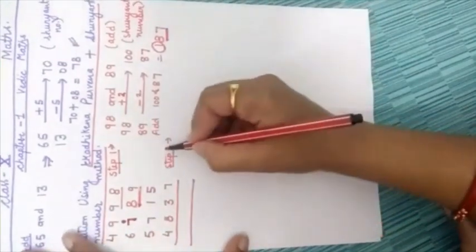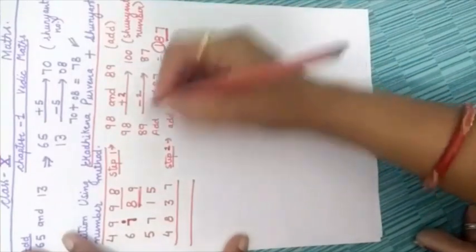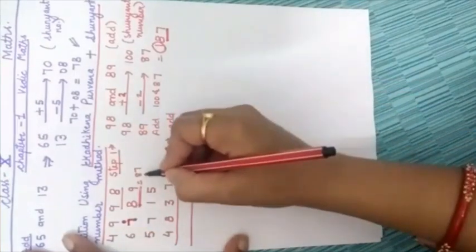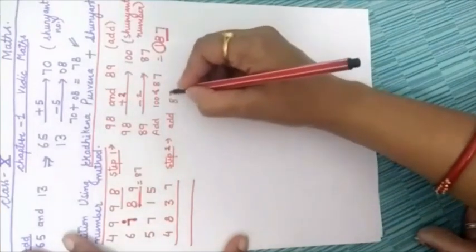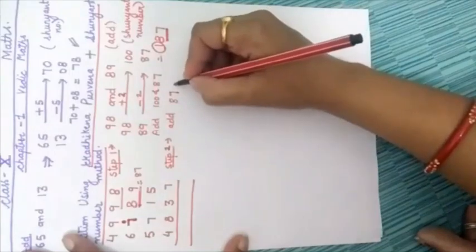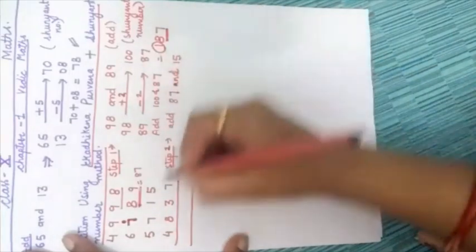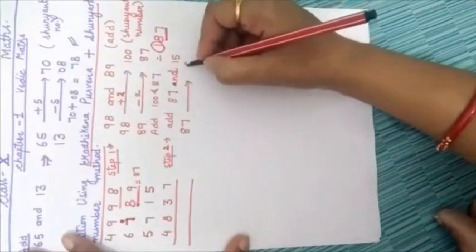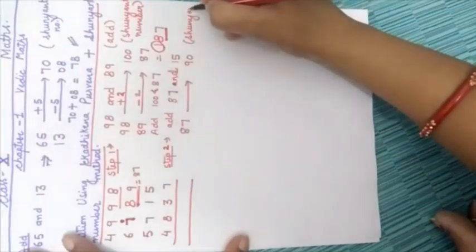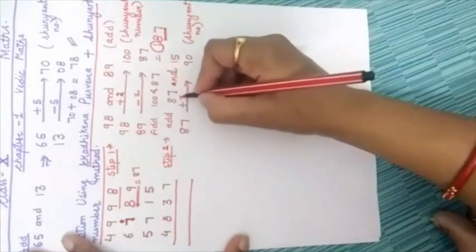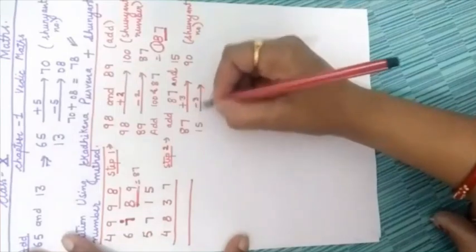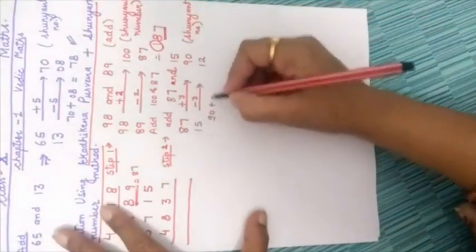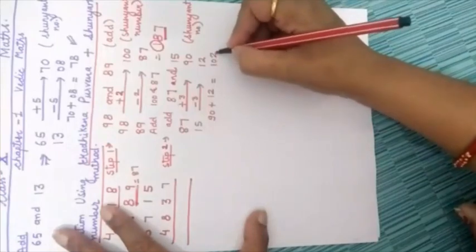Okay, now step number 2. What we have got here after adding these two is 87, and 1 carried over this 2. This 87 and 15 we have to add: 87 from the above step and 15 from the next part of the question. Same process we have to do. 87 converted into Shunyant number by adding 3, and similarly 15 converted into 12 after subtracting 3. The resultant will be added, that is 90 plus 12, that is 102.